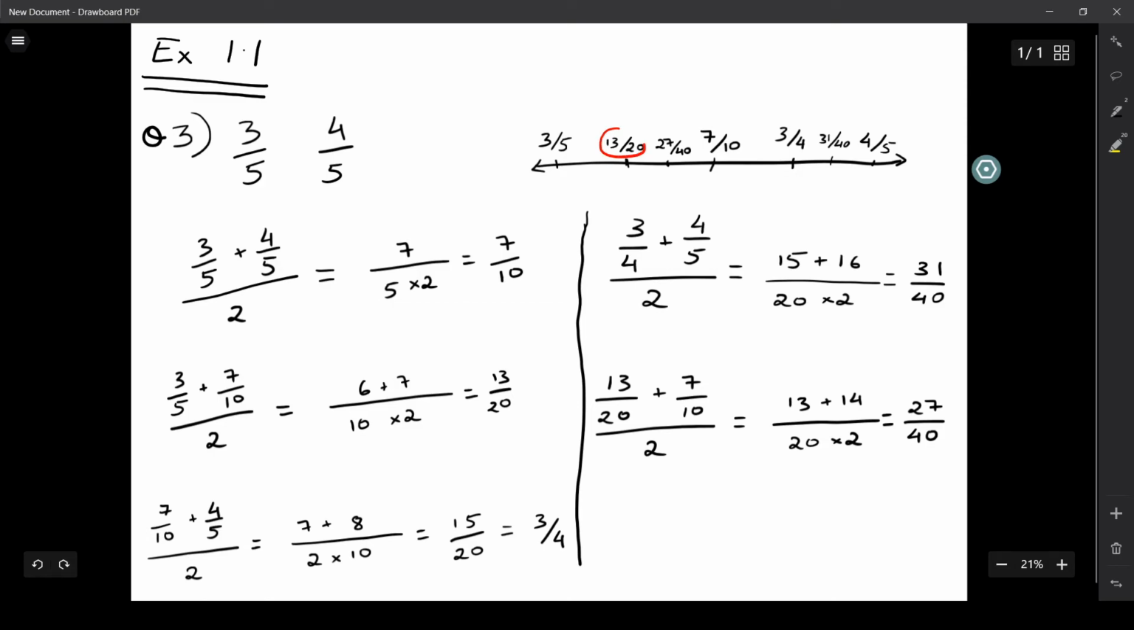So just to recap, the numbers that we found out: 13 by 20, 27 by 40, 7 by 10, 3 by 4, 31 by 40. All these 5 numbers are in the form P by Q, where Q is not equal to 0 and P and Q are integers, defining that these are all rational numbers and they're all between 3 by 5 and 4 by 5. And that solves question number 3 of exercise 1.1.